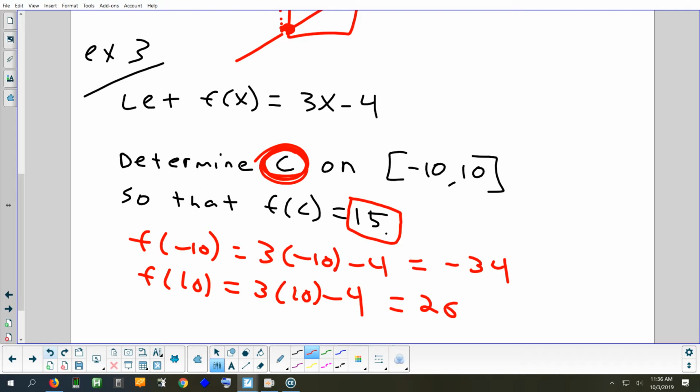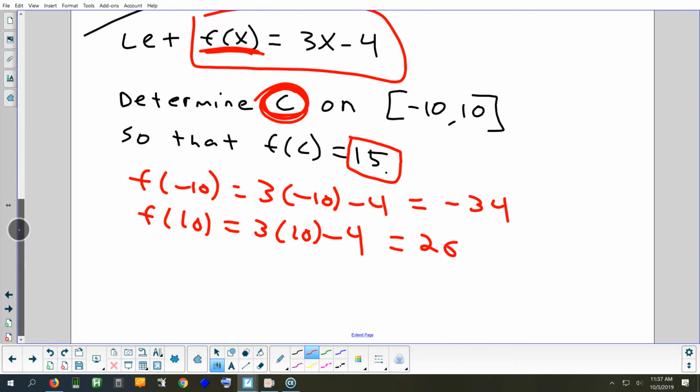Think about that 15. Is that an x value or is that a y value? Why? That's a y value. So where is the y in this equation? Yep, f of x. So you're going to fill in what I just underlined. You're going to fill in 15. 15 equals 3x minus 4. Solve for x. And that'll tell you the value that you can plug into this formula.